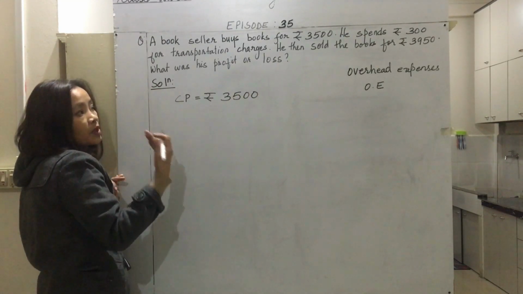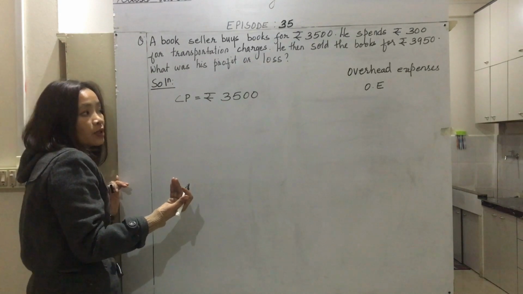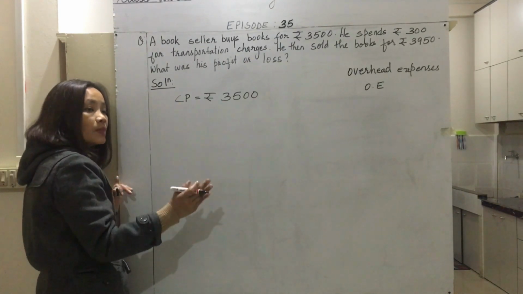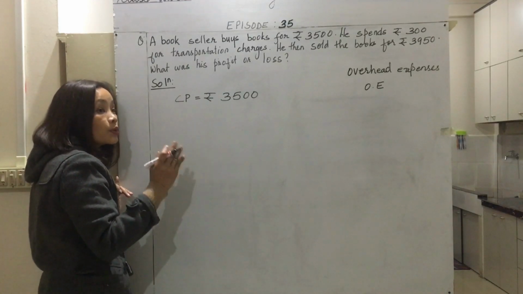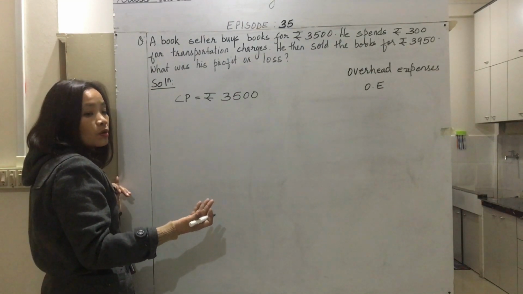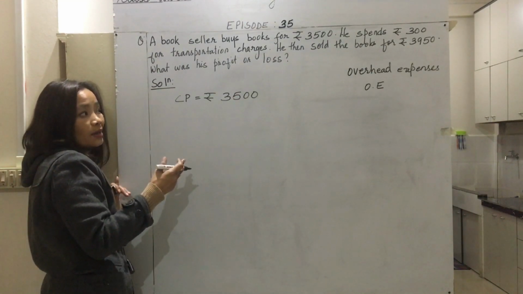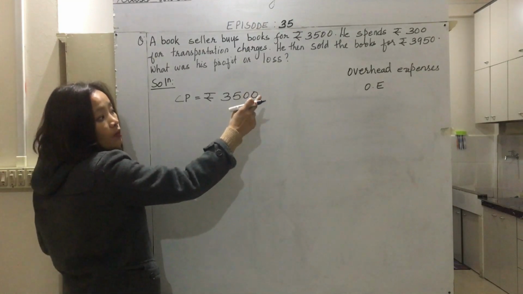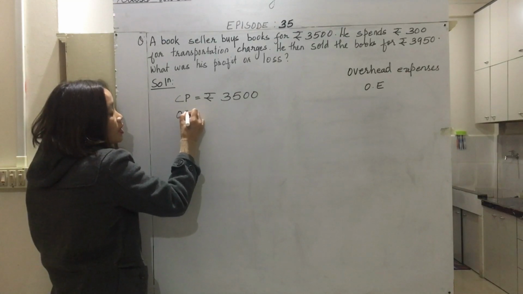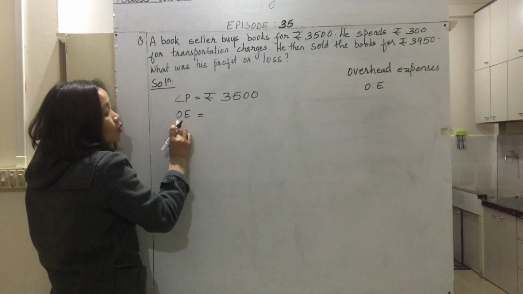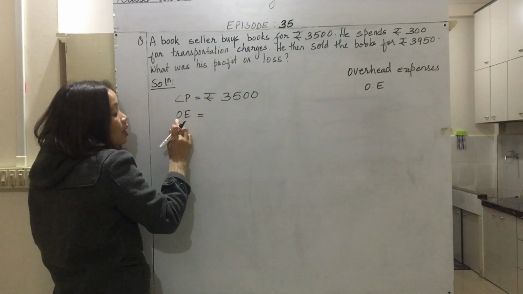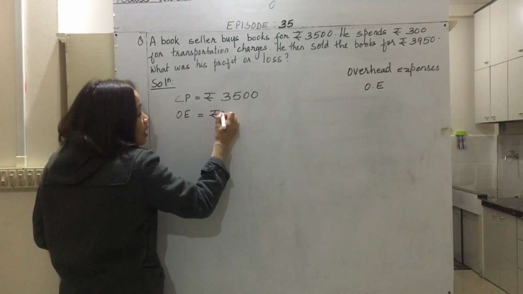He spends rupees 300 for transportation charges. Here, the transportation charges, the packaging charges, or the extra money spent for the item is called overhead expenses. So we will write the short form OE. Here we have the extra money for the transportation charges, so we write OE is equal to 300 rupees.